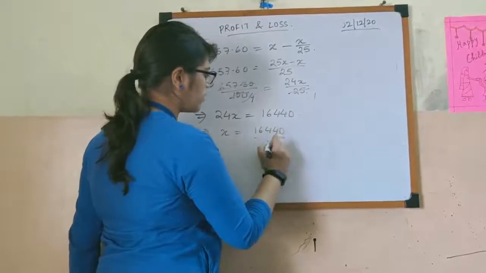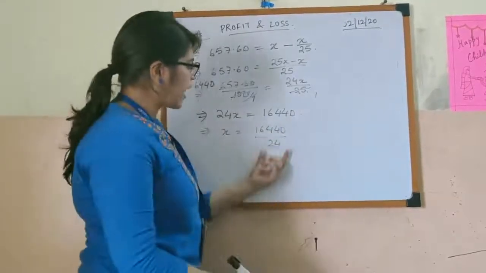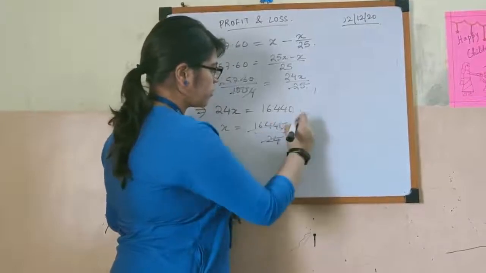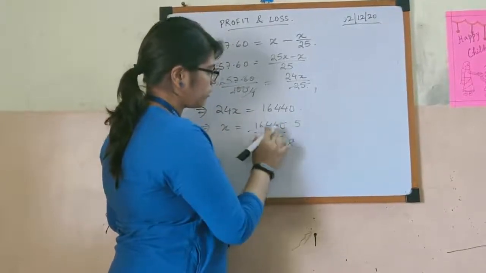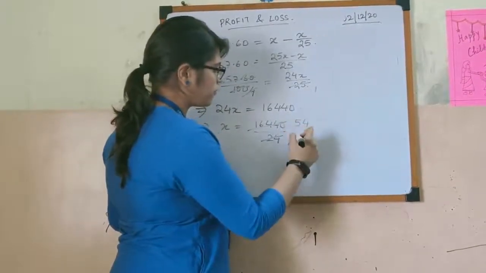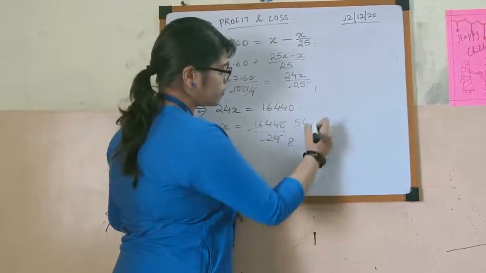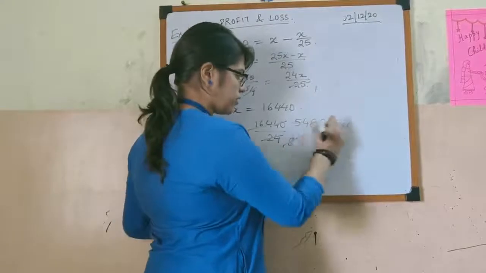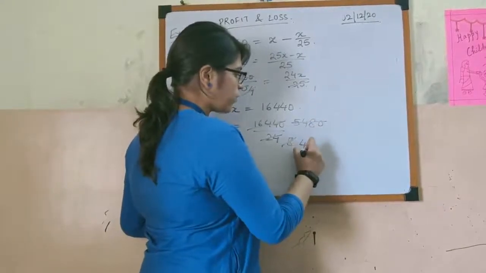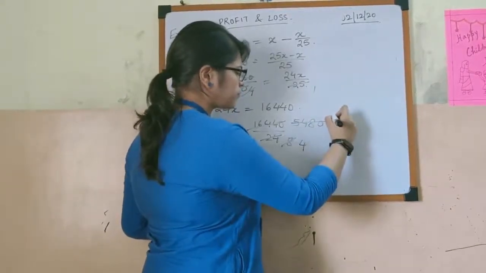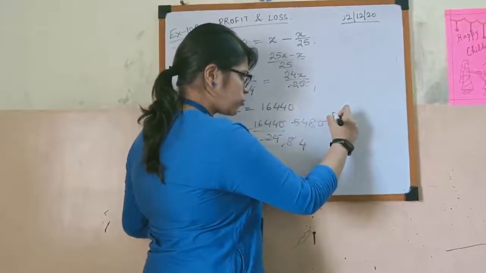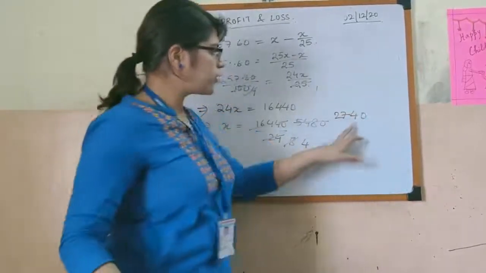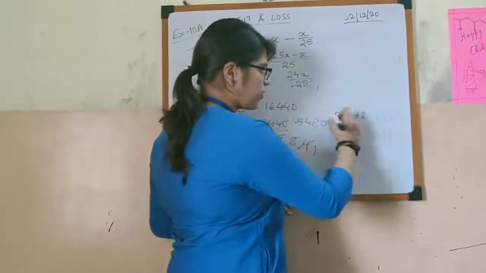16440 by 24. So let us cancel with 3, 3, 8, 24, 3, 5, 15, then 14, 3, 4, 12, then 24, 3, 8, 24, 3, 0, 0. Now with 2, 2, 4, 8, this is 2, 2, 4, 14, 2, 7, 14, 2, 4, 8, 2, 0, 0. Now this can be cancelled directly with 4.